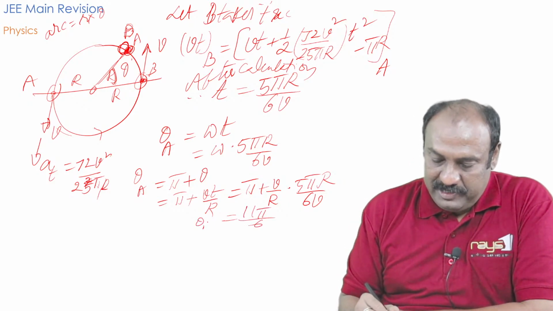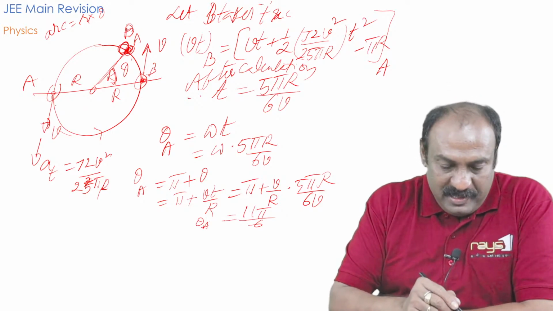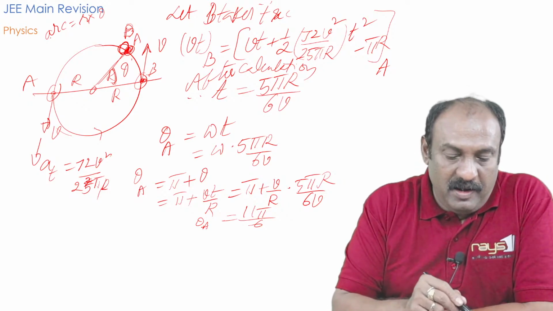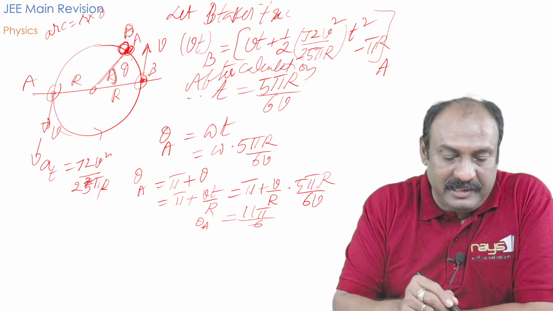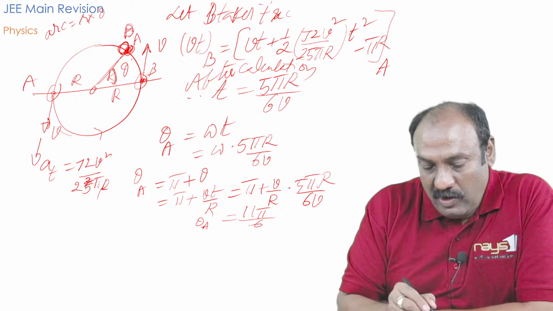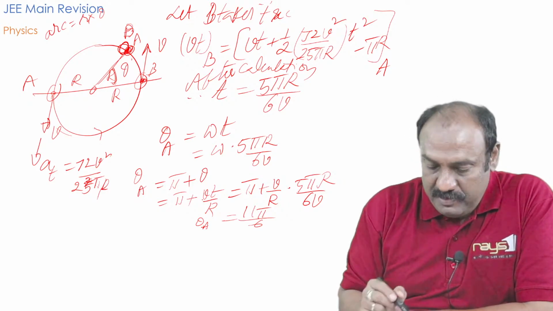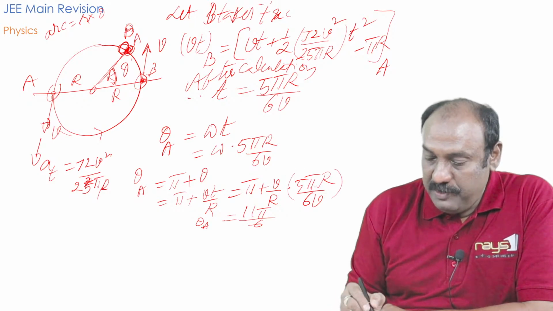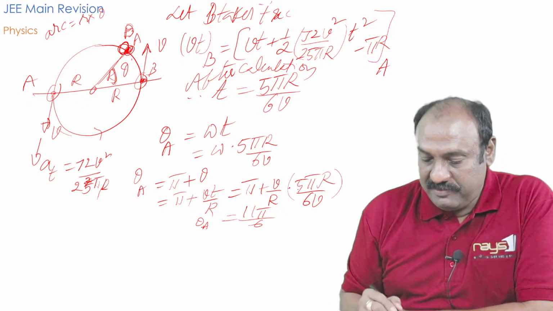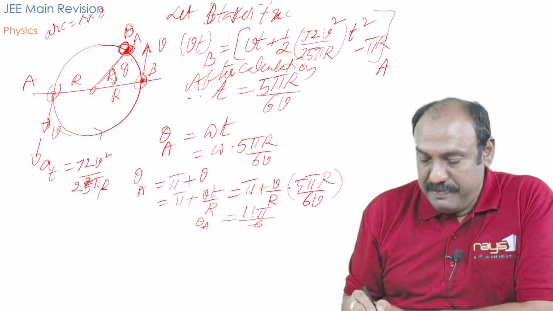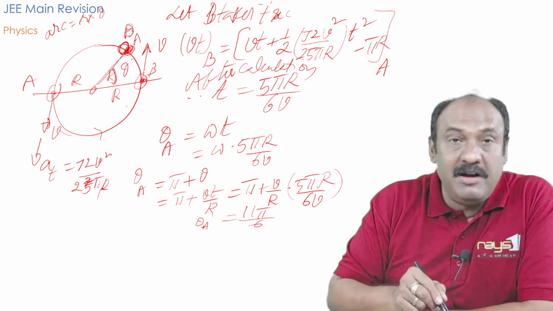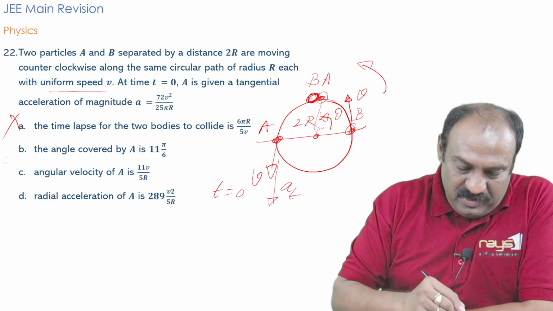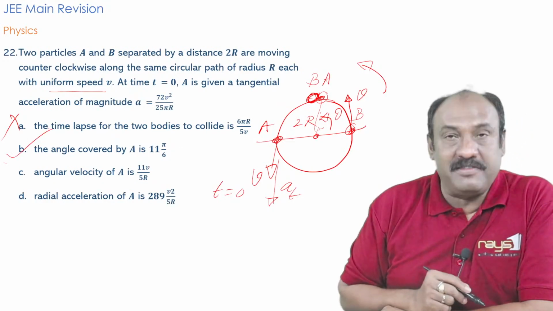So what is the angle turned by A? Angle turned by A is pi plus this theta. Theta is written from arc length equal to radius into theta, so theta equal to arc length by radius. The arc length is Vt, so theta is V by r into t, and the t value is given as 5 pi r by 6v. So after calculation, we get 11 pi by 6 as the angle turned by A during collision. So 11 pi by 6 is the answer.